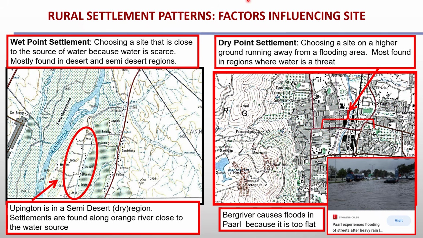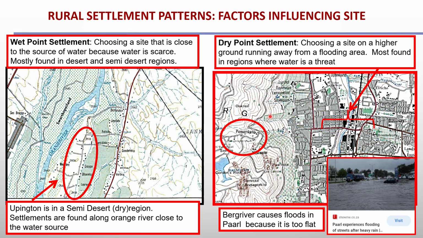On the other hand, if there's a lot of water in an area, people choose a site on higher ground, running away from flooding. If there's too much water, water becomes a threat. So people will choose to locate on high ground. You see contour lines close together, and at the top there will be a settlement. At that dry point, because water is now a threat. So people choose to locate at the dry point.